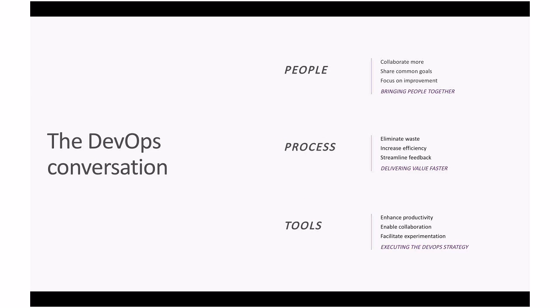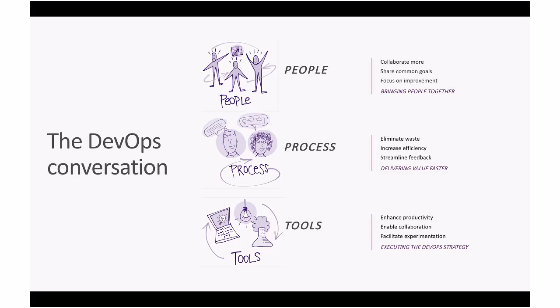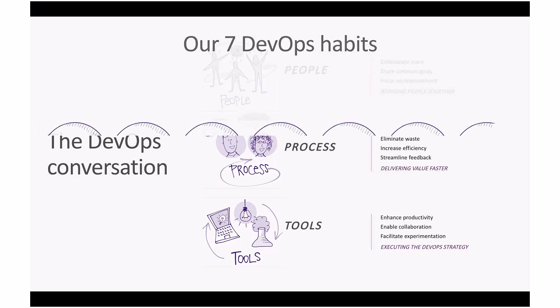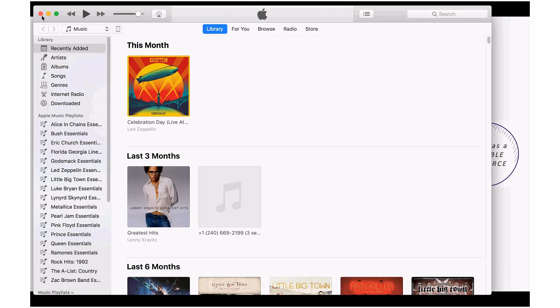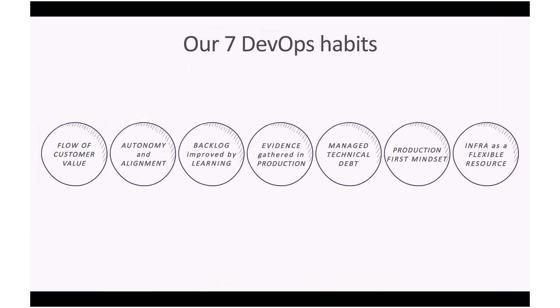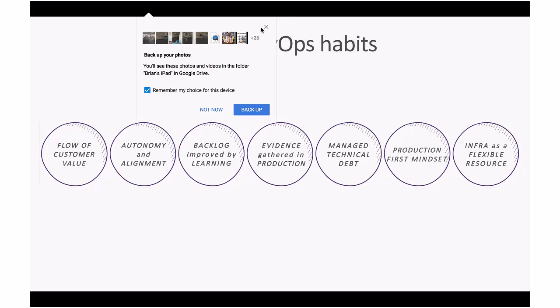So we quickly realized that our DevOps transformation will have broad organizational impact. Every DevOps conversation needs to focus on people, processes, and tools equally. Otherwise, the transformation will fail. So our DevOps journey began with the definition of 7 DevOps habits. These habits have been refined over time, and our DevOps habits are broad mindset changes that everybody in our organization has actively embraced and live every day.